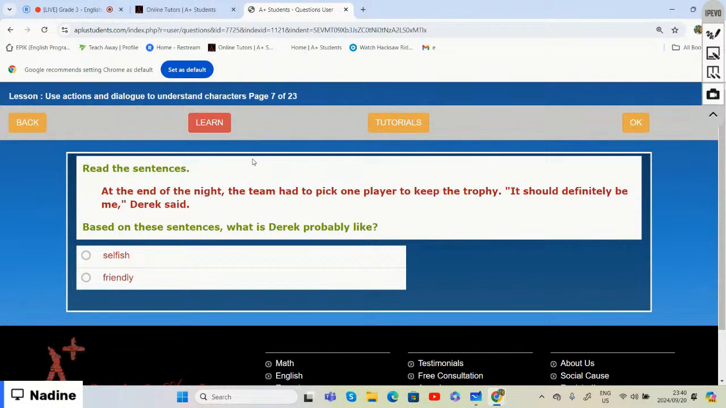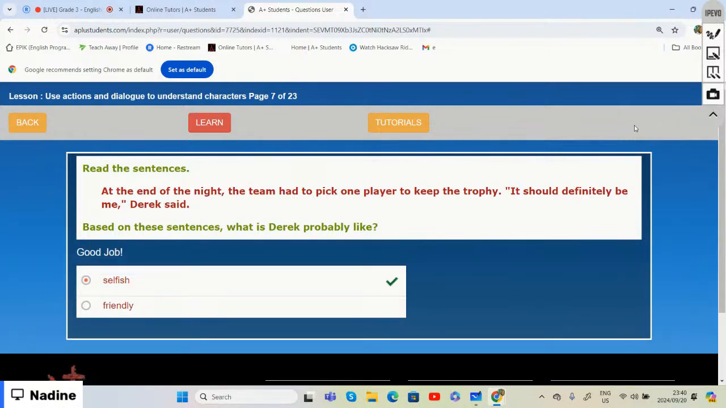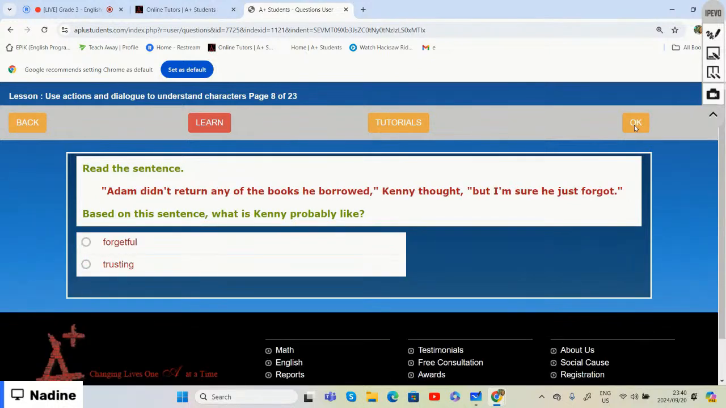And if we were to say what Derek is like, at the end of the night, the team had to pick one player to keep the trophy. It should definitely be me, Derek said. Do you think Derek is being selfish or do you think Derek is being friendly? And if we were to choose the correct one, we would say that Derek is selfish because he wants to basically keep the trophy on his own. So well done.